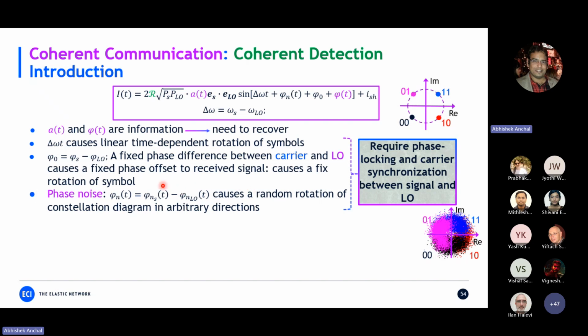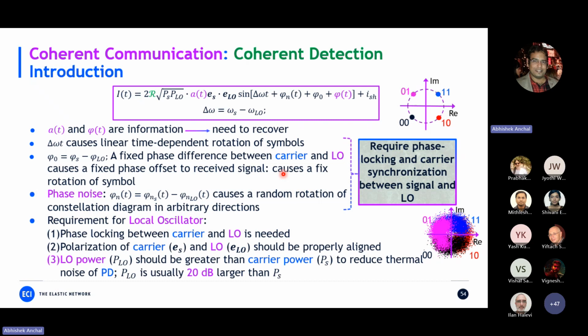And how can we do it? Lucky for us, some of them are deterministic, so we can determine them in the DSP. And how do we do it? By using phase locking and carrier synchronization between the signal and the local oscillator. And that's the main aspect of the DSP in the receiver.